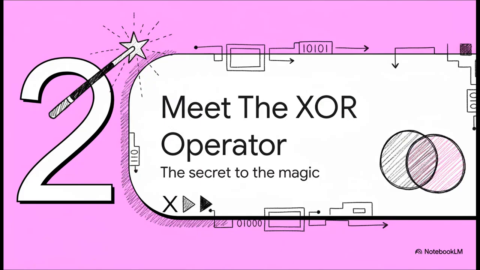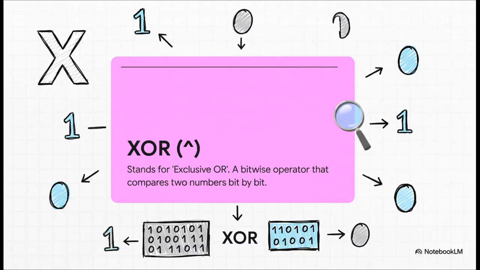To understand the secret behind this little piece of magic, we need to meet the star of the show, a simple but incredibly powerful tool called the XOR operator. You see that little caret symbol, the ^? That's XOR, and it stands for exclusive OR. Now, the key to its power is that it doesn't see numbers the way we do. It's a bitwise operator. That means it goes all the way down to the binary level, the ones and zeros, and compares two numbers bit by individual bit.